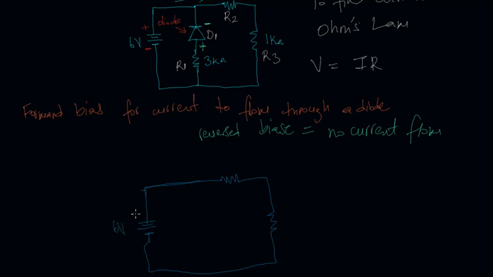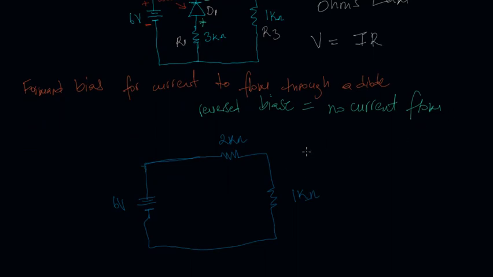Again, this is 6 volts. This is 2 kilo ohms. And this is 1 kilo ohms. Now, to find resistance in series, we simply take the sum of each individual resistor. So we can say that RT, which stands for total resistance, is equal to this resistor, which is R2, and R3. So it's equal to R2 plus R3.